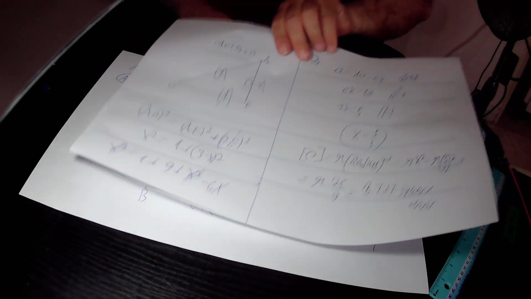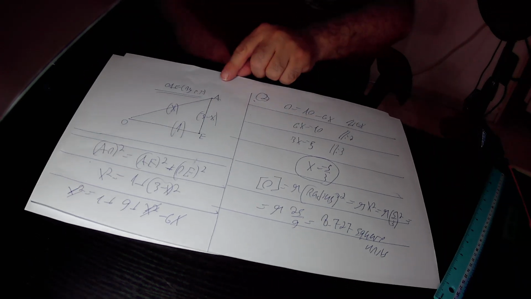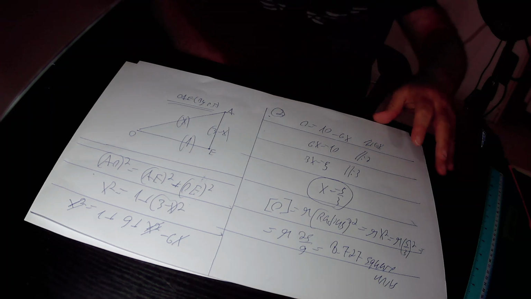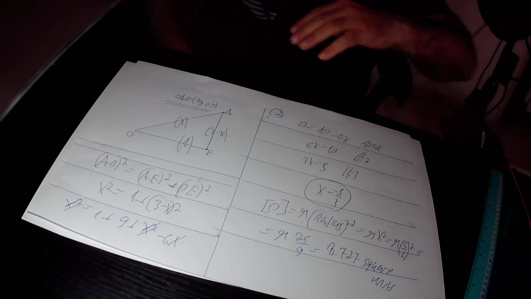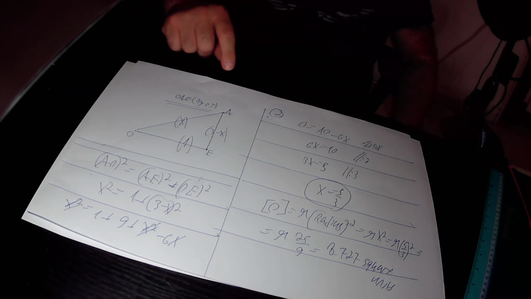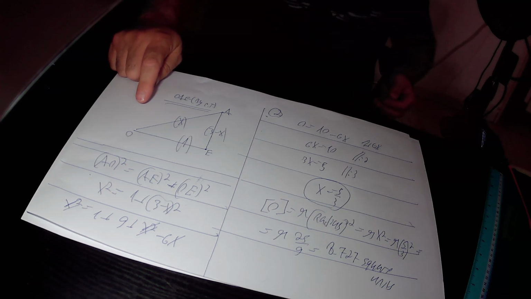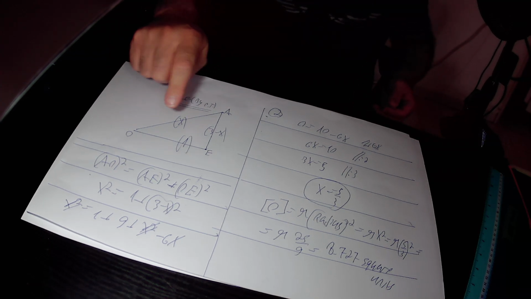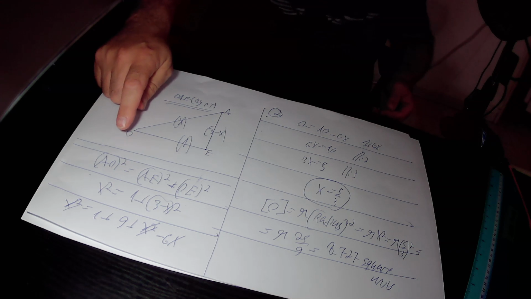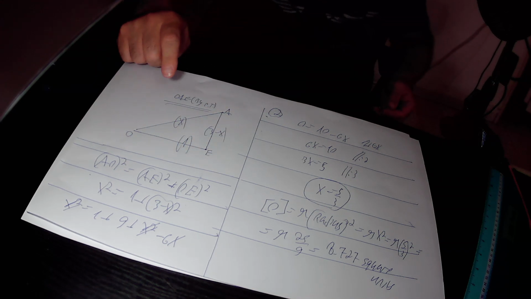So actually, this is the right-hand triangle OAE that I copied from the original drawing. According to the Pythagorean theorem, in this right triangle OAE, AO squared, the square of the hypotenuse, equals AE squared plus EO squared. Again, AO squared equals AE squared plus OE squared.